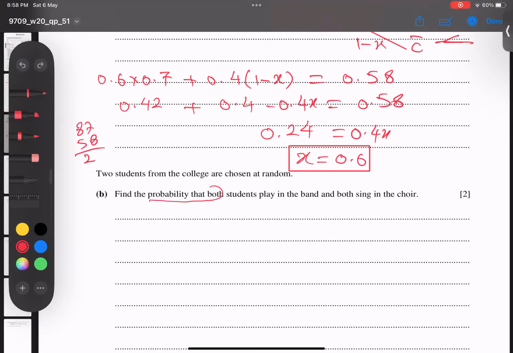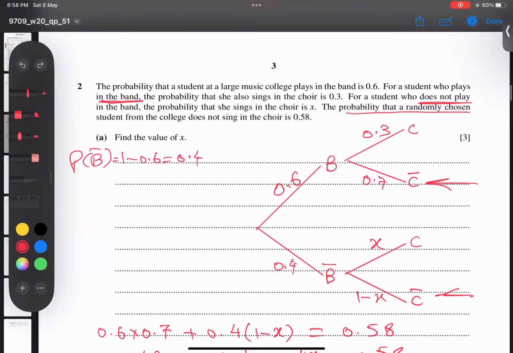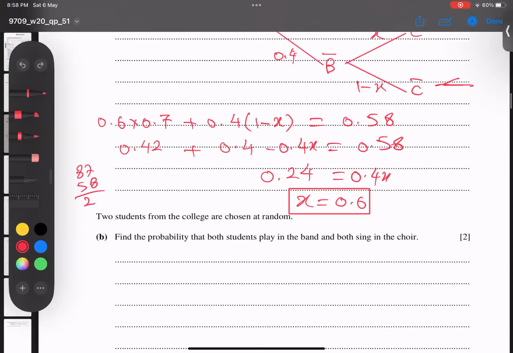2 students from the college are chosen at random. Find the probability both students play in a band and both sing in the choir. Band and choir. So this full diagram is made for one student. So this branch, if I get it, the answer is for one student. 0.6 into 0.3 is for one student. So the first student is this one, and for the second student, multiply 0.6 into 0.3 again. This is for the second student. Or you can say 0.6 into 0.3, to the power 2.